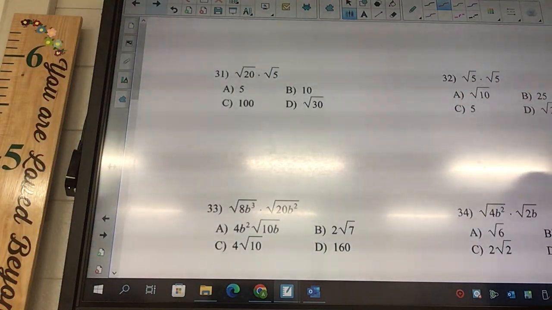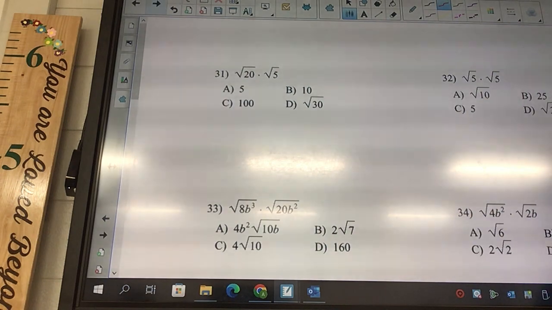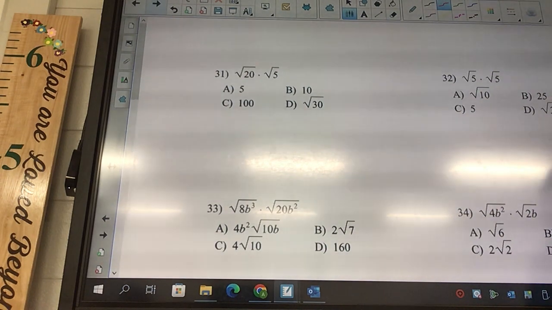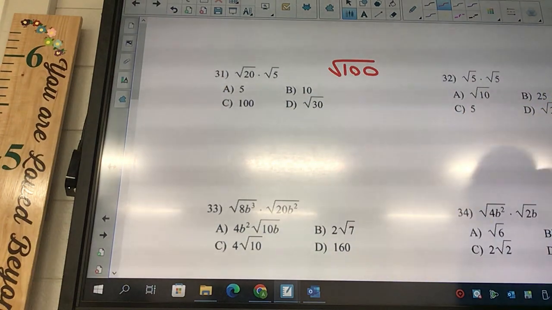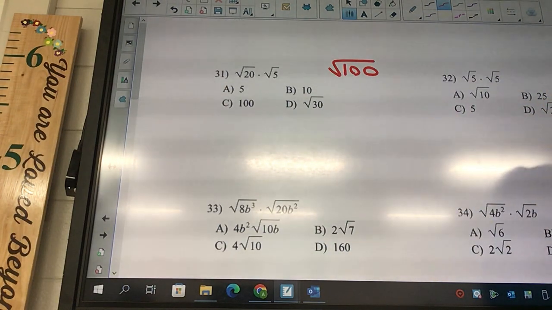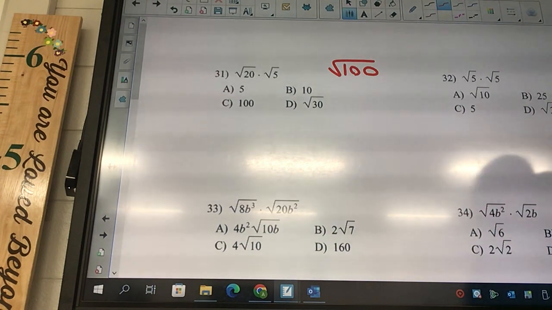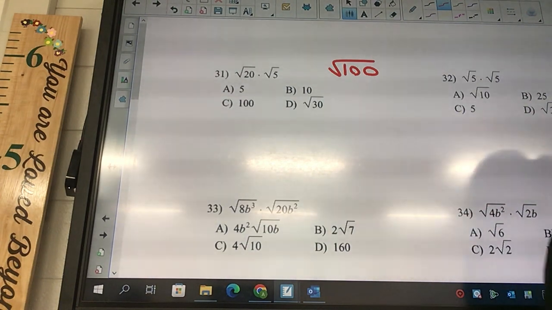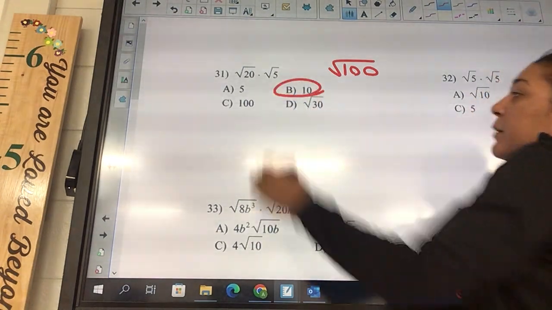Okay, 31, the rule is you multiply the insides and then multiply the outsides. So what is 20 times 5? 100. So it's going to be the square root of 100, but is that an option? No. Okay, so we need to do the tree, or if you know your perfect roots, what is the square root of 100? 10. Okay, so it's going to be B.